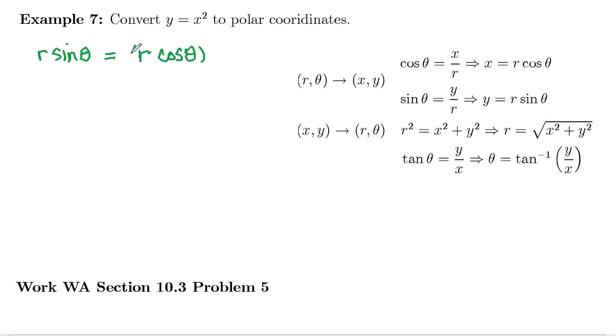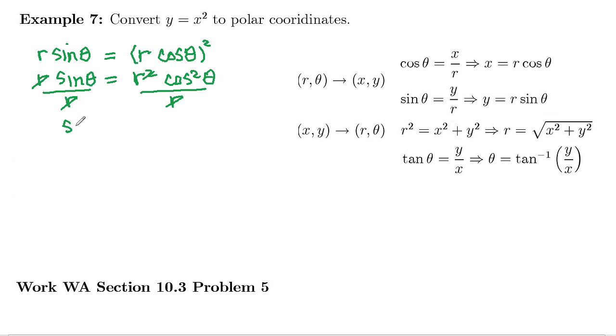And that guy gets squared. So r sine theta is equal to r squared cosine squared theta. And then we'd like to solve for r, get r in terms of theta. So we can divide r off of both sides. And r should never be 0, so we can do that division.